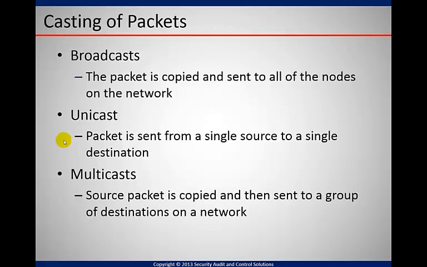Casting of packets: with broadcast, the packet is copied and sent to all of the nodes on the network. A unicast is where a packet is sent from a single source to a single destination. And then multicast, where a source packet is copied and then sent to a group of destinations on the network. This is IP version 4.